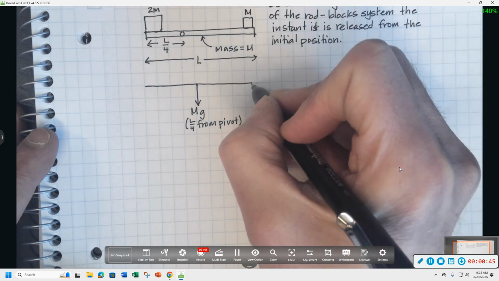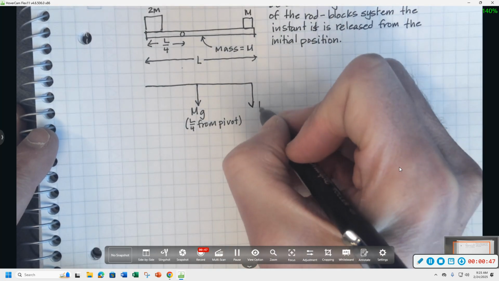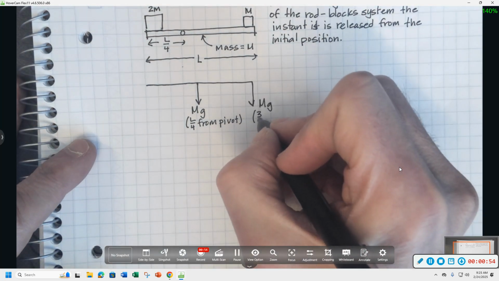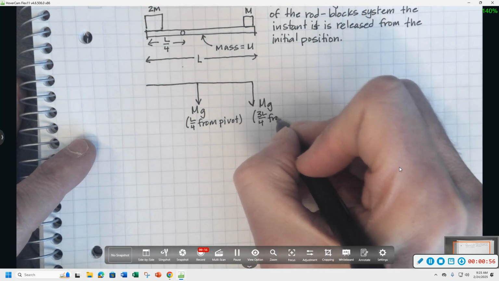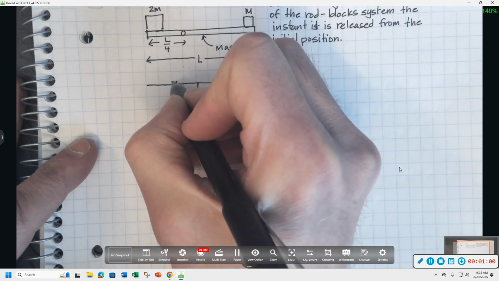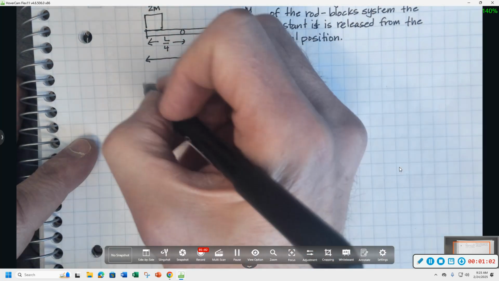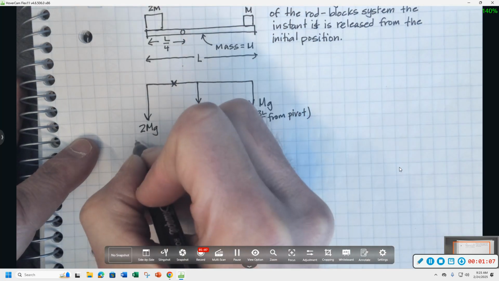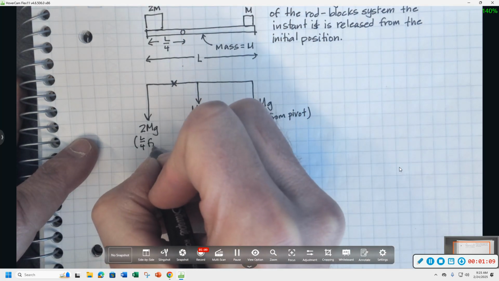Okay, over here, we've got mg. How far is that from the pivot? 3/4. So 3L over 4 from the pivot. Okay, so pivot is right here. And then we've got 2mg. That is L over 4 from the pivot.